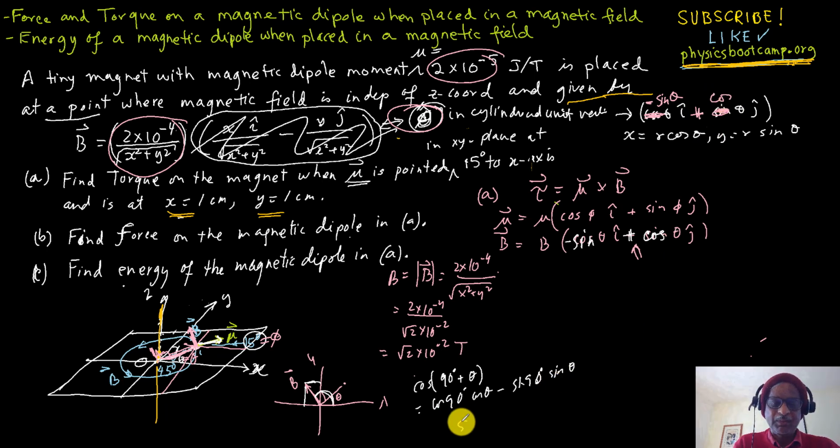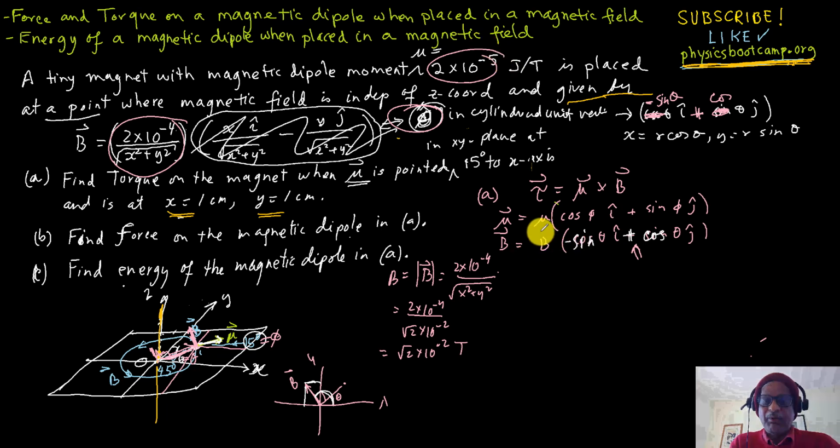I just see it now, and sine of 90 degrees plus theta will simply be sine 90 degrees cosine theta plus 0. So it's going to be cosine theta plus cosine theta. Okay. So now we have mu and B.